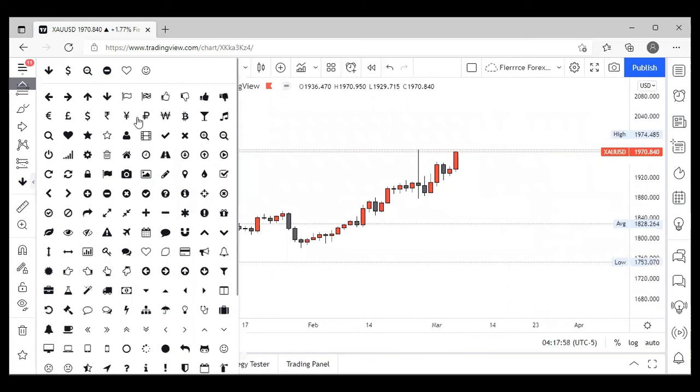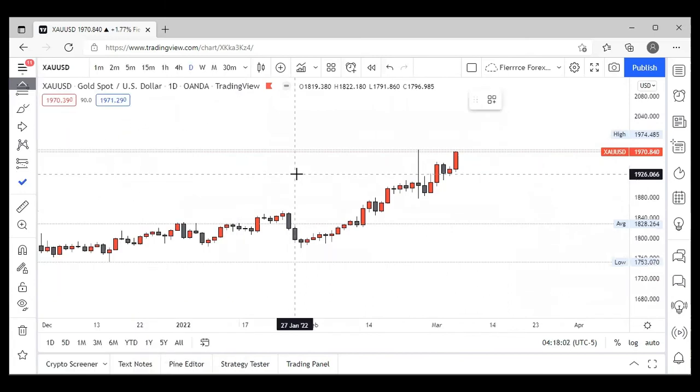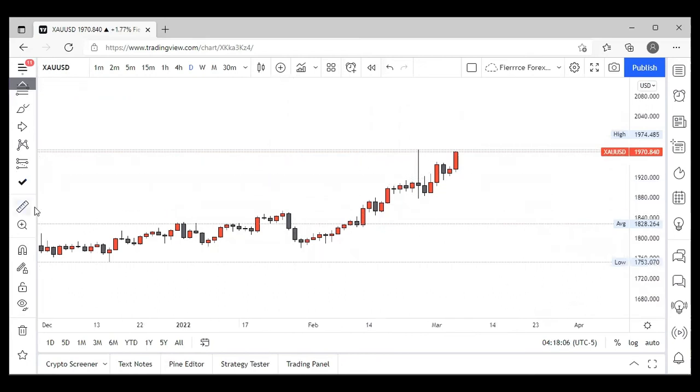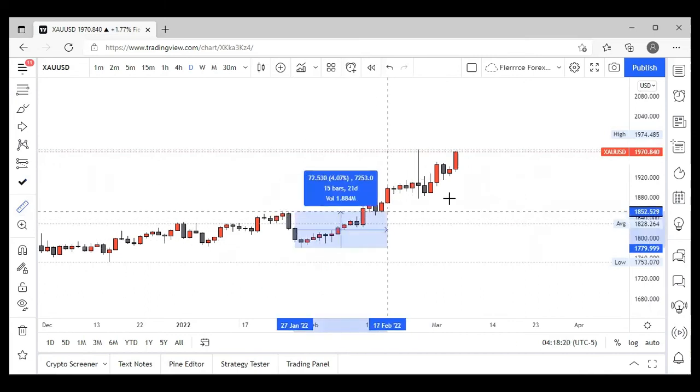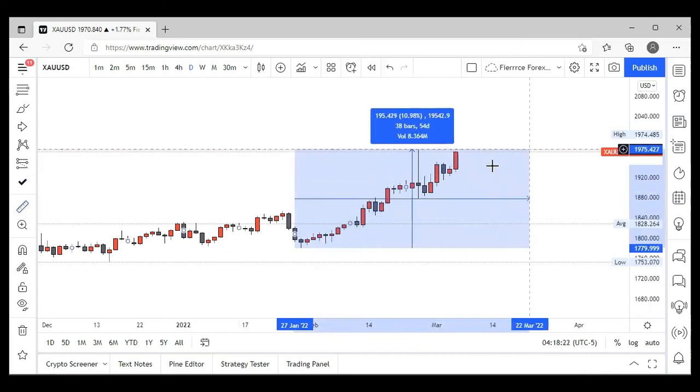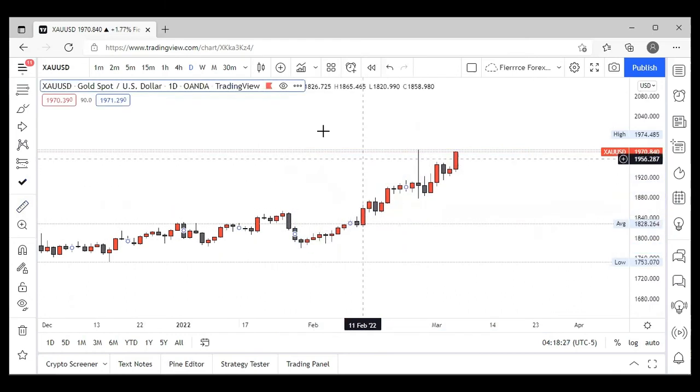And then these are just more drawings, more annotation tools. You can place them on your chart, you click, and so on and so forth. So you can use that in your own way. Then we have this ruler, which measures distance. For example, from this low here to this high here, price has moved up.